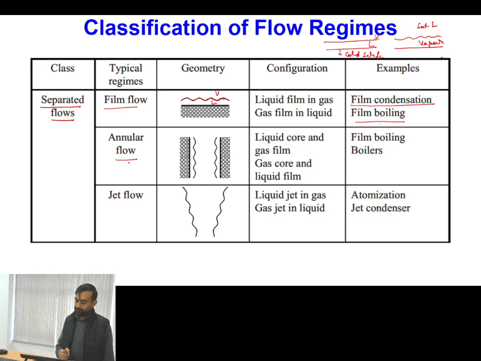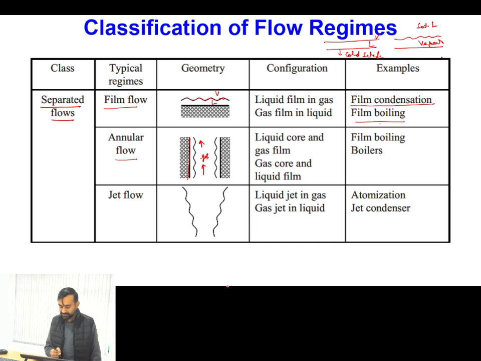Then annular flow. Annular flow means you have two situations: either gas at the core and liquid at the wall, or the second situation, liquid at the core and gas at the wall. This type of situation is observed in film boiling, particularly in boilers.